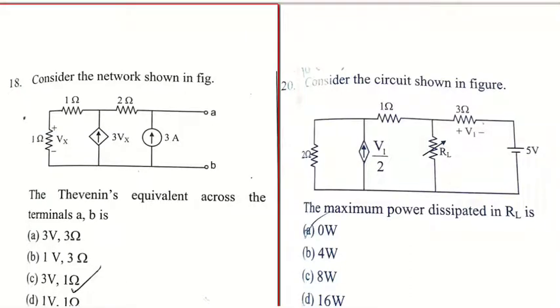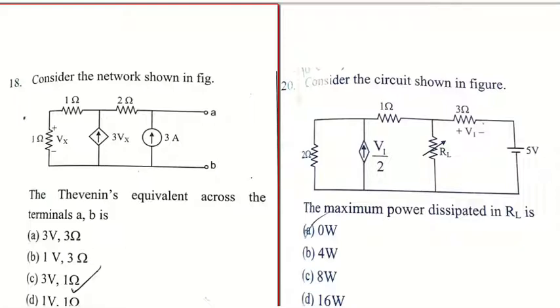Okay, the next question, consider the network shown in the figure. I have to find out the Thevenin equivalent across the terminal A and B. To find out the Thevenin equivalent across the terminal A and B, here I have to find out our VOC and ISC.